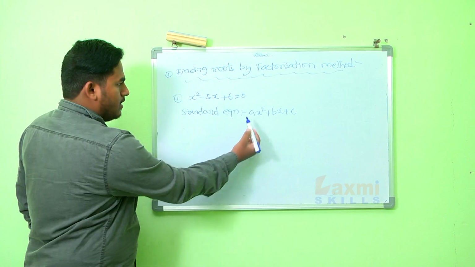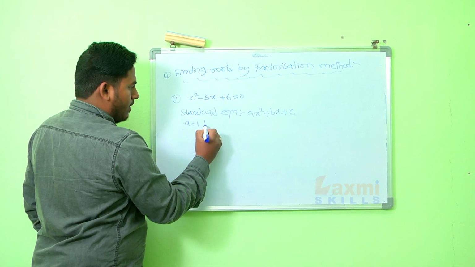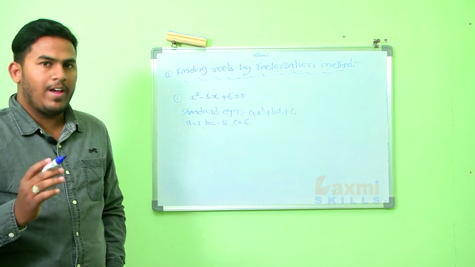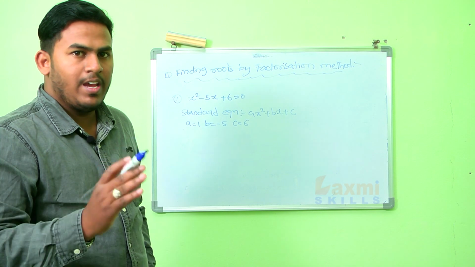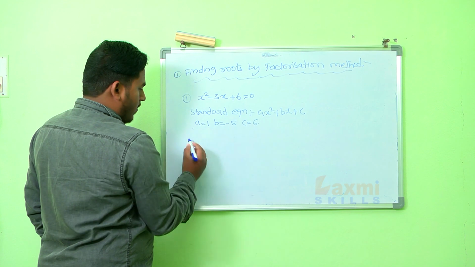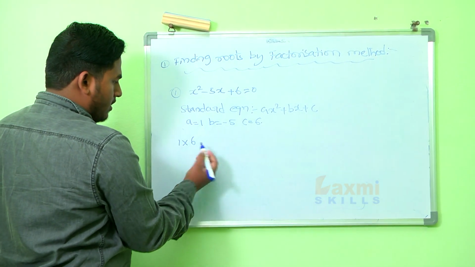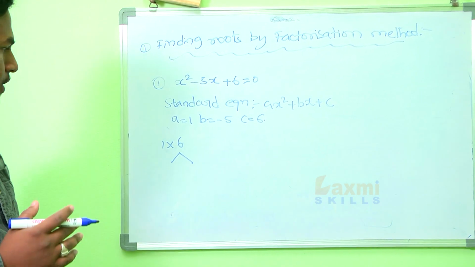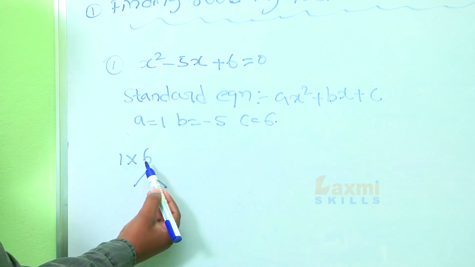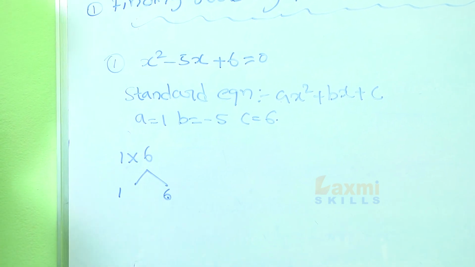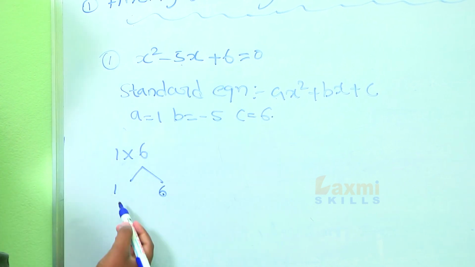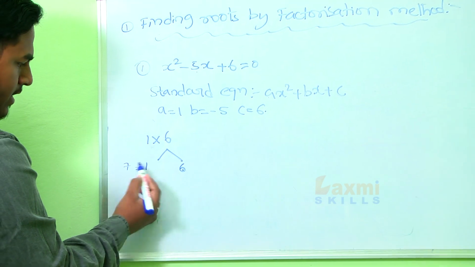From here you can see the a value is 1, b value is minus 5 and c value is 6. In this factorization method you need to multiply a and c. A into c, that is 1 into 6, is 6. After finishing this step you need to get the factors of this 6. For example, 6 can be written as 1 into 6, and after adding these two numbers you need to get the middle number, that is b. So 1 plus 6 is 7.